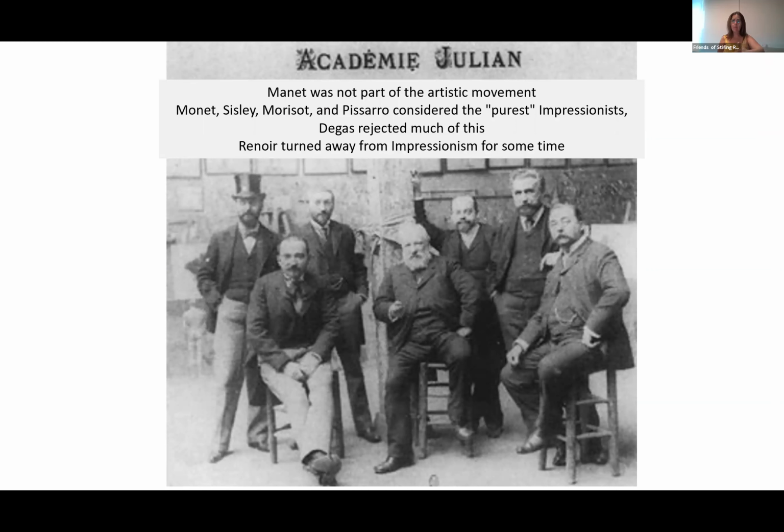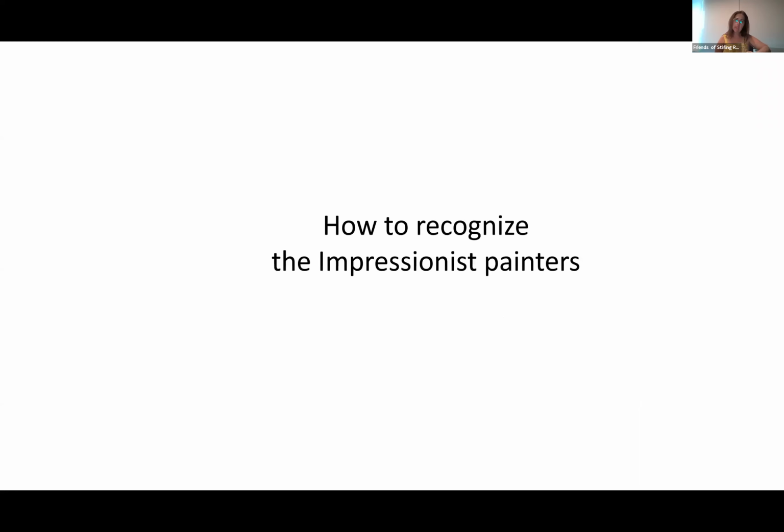Monet, Sisley, Morisot, and Pissarro were considered the purest impressionists. Degas, by the way, even though he is an impressionist, he rejected most of the ideas of the impressionists. He never painted en plein air. Renoir at some point turned away from impressionism and began to paint in a more classic style. And very quickly, I'm going to tell you a few tips on how to recognize the impressionist painters and their style.